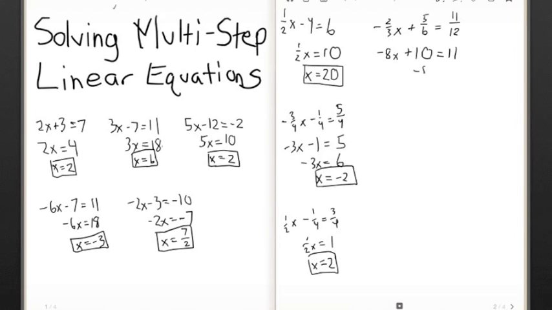Now we just solve this. Negative 8x equals 11 minus 10 is 1. Divide both sides by negative 8. X equals negative 1/8.